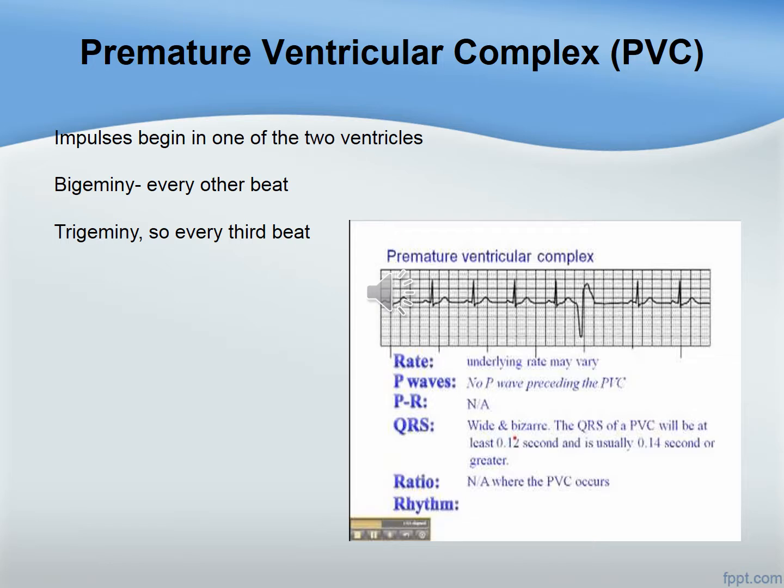The rate in PVCs depends on the underlying rhythm. The rhythm is usually regular. The P waves depend on the timing of the PVC. The P wave may be present or absent because it is hidden within the QRS or the T wave. So if the P wave is after the QRS wave, then the P wave would be different. The PR interval is less than 0.12 seconds, if the P wave is present. The QRS wave is wide and abnormal in shape, and the duration is 0.12 seconds or greater.